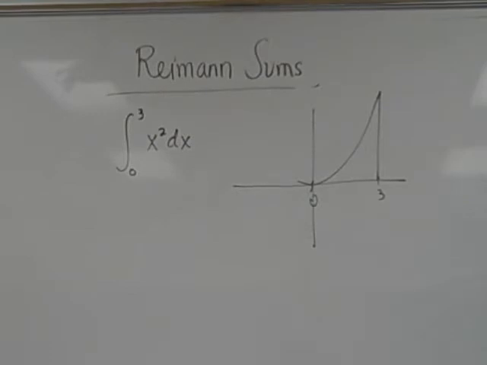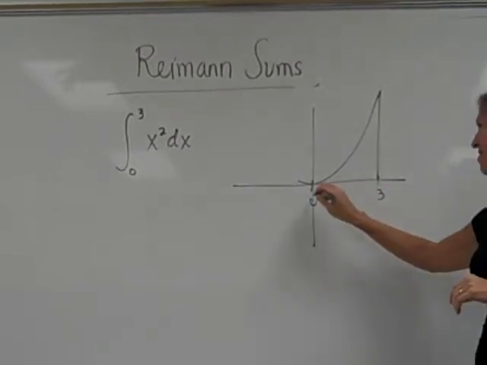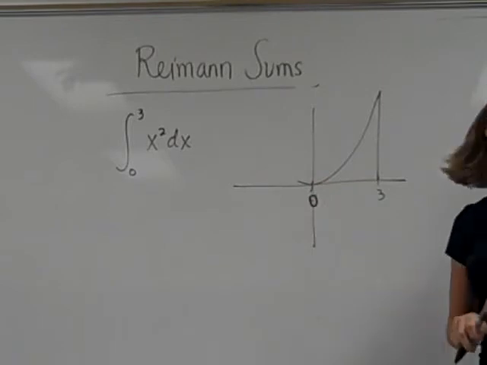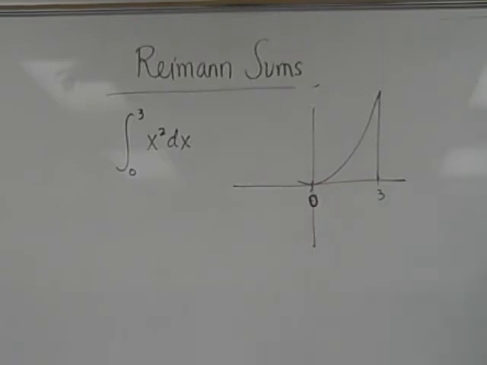I think there is actually an area formula for this. Someone figured it out, I forget who. But one of those old guys actually came up with a formula for the area under a parabola. But we don't have that. So this guy, Riemann, it's called a Riemann sum.